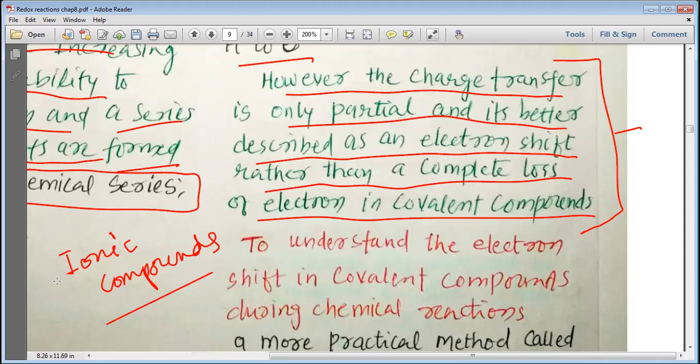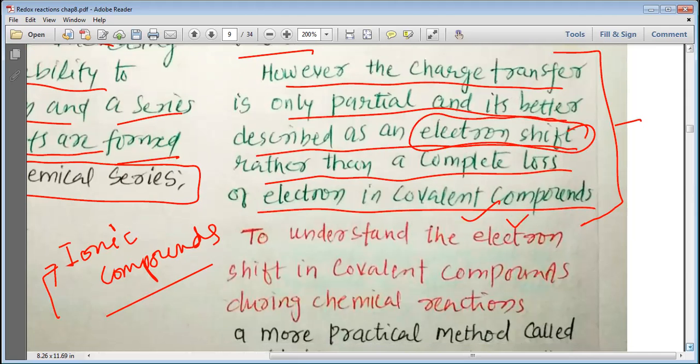these ionic compounds are ionic because they have ions, and ions are the charged species. So these ionic compounds have ions, they have a force of attraction, which is known as the electrostatic force of attraction, and they exist as ions. But as far as covalent compounds are concerned, my dear students, there is not exactly a transfer of electrons. Instead of the transfer of the electron, we can consider it as an electron shift. So an electron which was near one nucleus goes near another nucleus, but there is not actually an exact transfer of electrons as far as these covalent compounds are concerned.